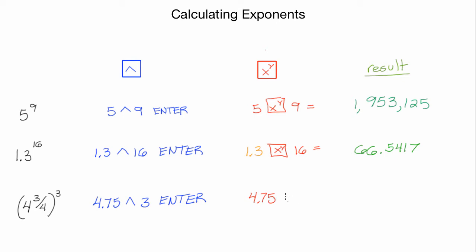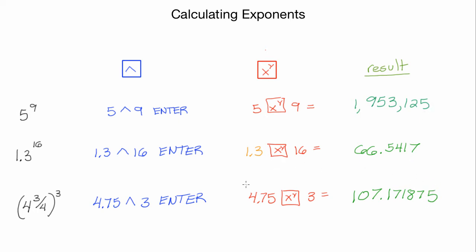Find the decimal equivalent. Hit my little XY button to the 3rd power equals. I know you guys are all waiting with bated breath, but what I get is 4.75 to the 3rd is 107.171875. Now, all of these, we ended up getting exact values.